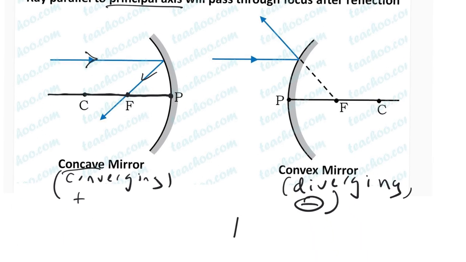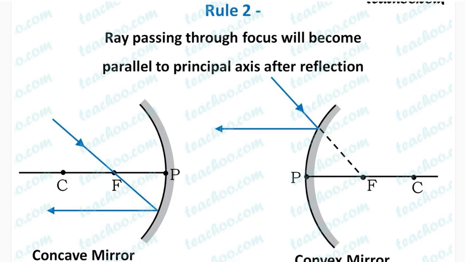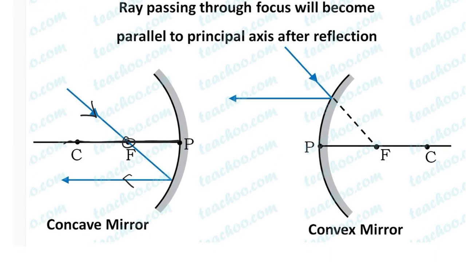A ray parallel to the principal axis will reflect from the focus. So instead of going through the focus like that, it will bounce off as if it's coming from the focus. So rule 2: any ray passing through the focus point will become parallel. It will reflect parallel to the principal axis after reflection. So you can see this ray is going through the focal point, and then it's bouncing back parallel to the principal axis, which is this line with the C and F on it. That's for a converging mirror.